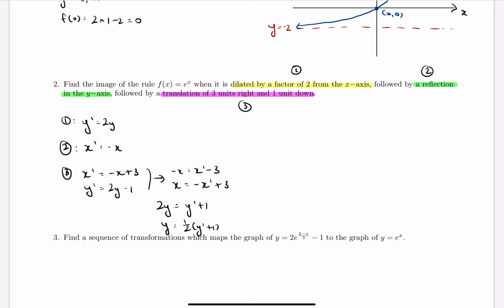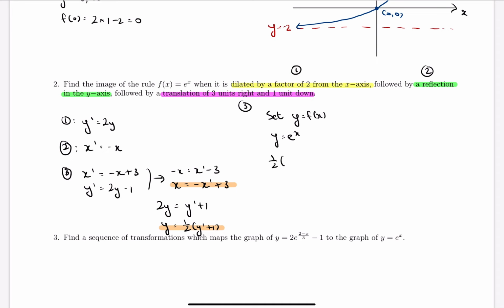And now once we have x and y as the subjects, which is this one and this one, this is good news. We can just substitute it into the rule. So the rule is, first of all, we have to set y equals f of x. So our rule is y equals e to the x. And now you're going to replace y with the other thing that we found, so y prime, and x with x prime.